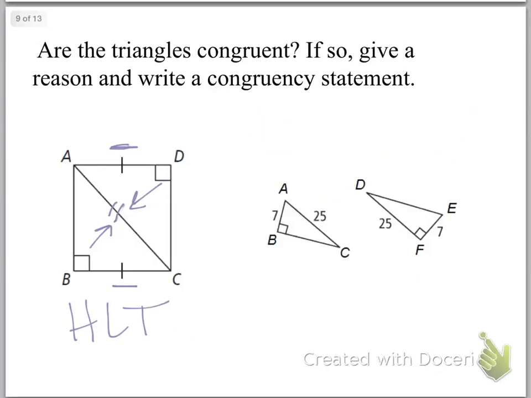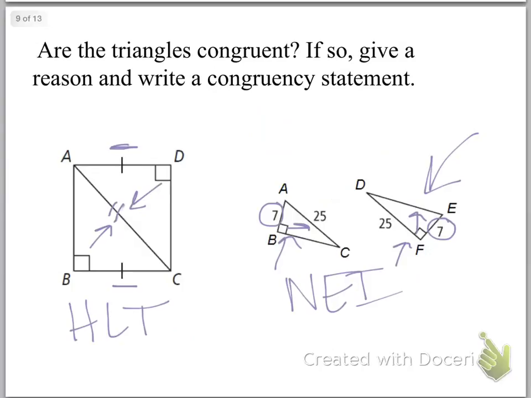My next one, it looks like they share corresponding sides. They both have right angles, but my hypotenuses are not both 25, so we don't have enough information for that, because the 25 is sitting in the wrong spot in this triangle here. It's not sitting on my hypotenuse to say my hypotenuses are congruent.